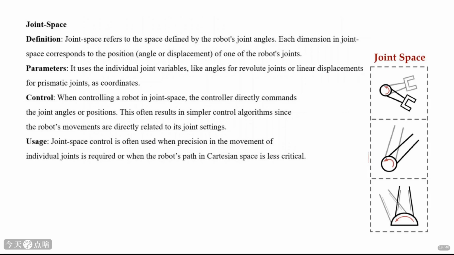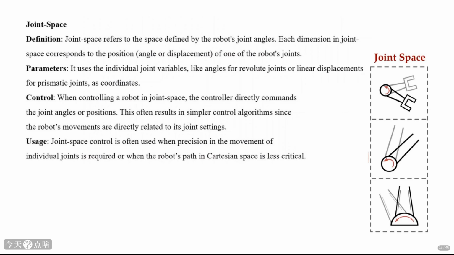Now, let's talk about the spaces we control robots in. First, joint space. This is the robot's native language. It's defined by the angles of its joints, Q1, Q2, Q3, etc. Each point in joint space corresponds to a unique configuration of the robot. Controlling in joint space means directly commanding the joint angles. It's often simpler because the relationship between the command and the robot's movement is direct. However, it's less intuitive for tasks where the end-effector's position in the real world matters more than the joint angles themselves.